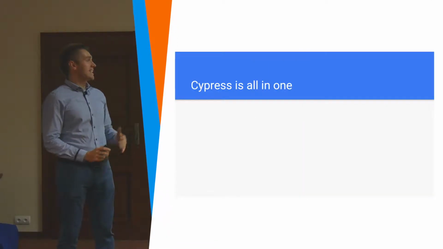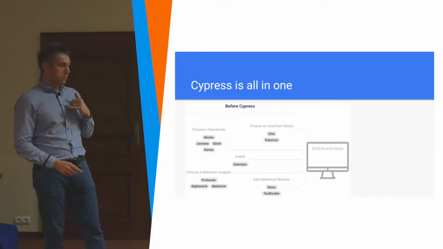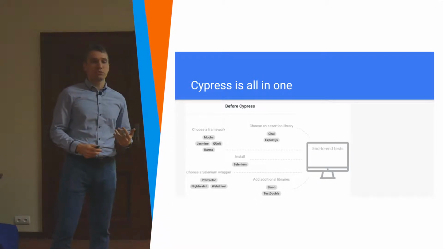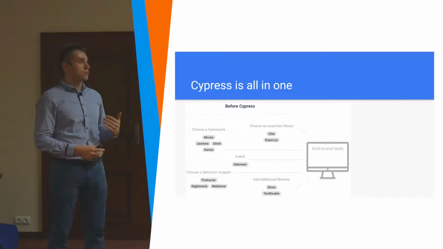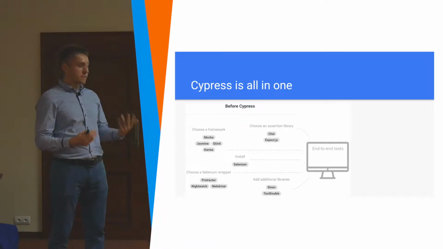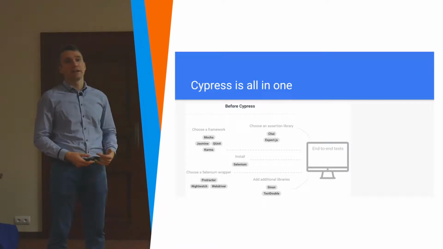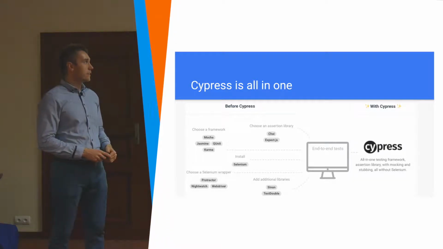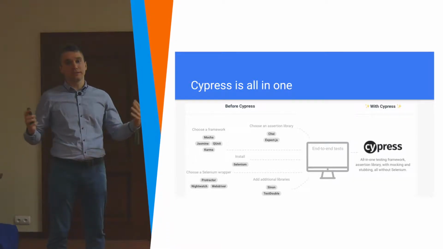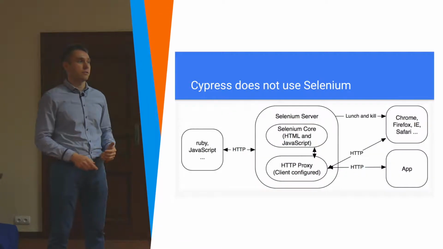So first thing, Cypress is all-in-one for testing. Without Cypress, when you want to do end-to-end testing, you have to configure a lot of tools. You need to choose a framework, you need to have an assertion library, you need to configure Selenium, and you need to have some runner for those tests. With Cypress, you have just one tool that takes the best practices and handles everything for you.